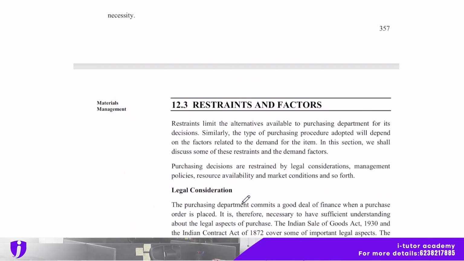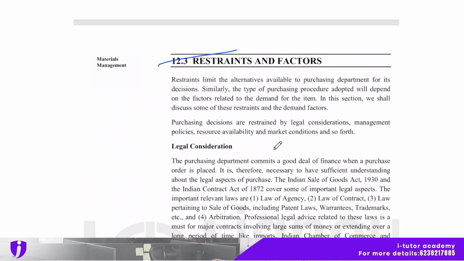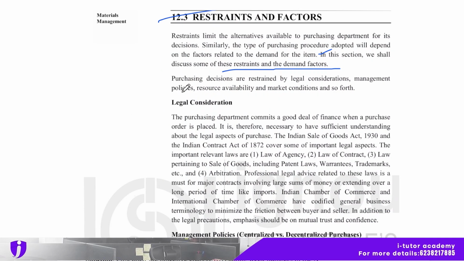Okay. So the next section is restraints and factors. So restraints limit the alternatives available to the purchasing department for its decision. Similarly, the type of purchasing procedure adopted will depend on the factors related to demand for the item. So in this section, we shall discuss some of these restraints and demand factors. Okay. So purchasing decisions are restrained by legal considerations, management policies, resource availability, market conditions, and so forth.